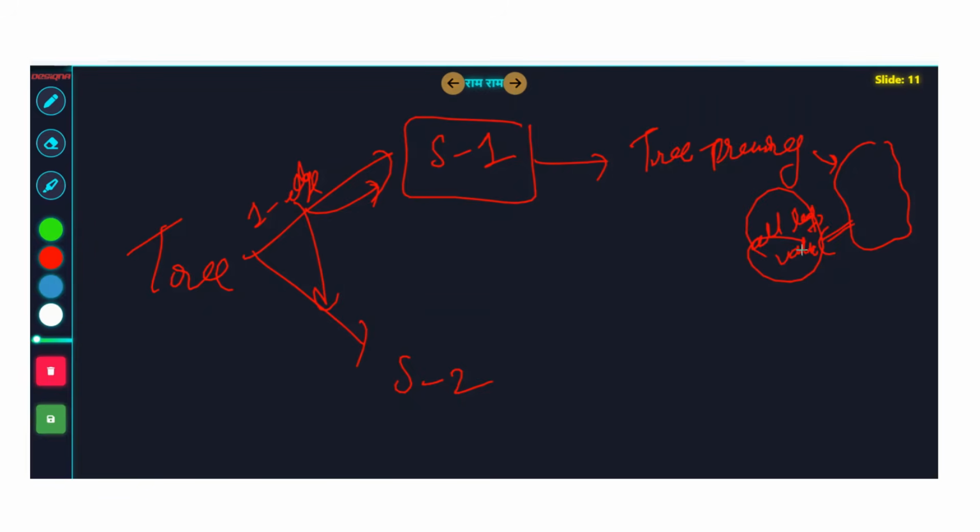If all leaf values are 1, then you need to visit this entire tree. If there are G nodes in this tree, then it will take 2 into G minus 1 moves, right? To travel the entire tree. And G nodes means G minus 1 edges. Each edge travel 2 times, 2 into G minus 1. No matter what is the structure of the tree, the time will be same. That is the lovely beauty of the structure of the tree.